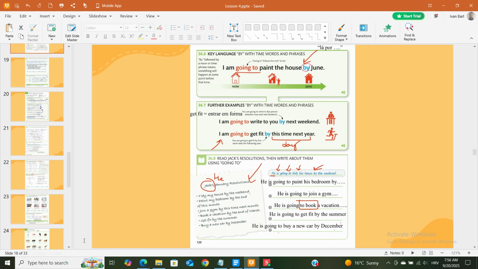He is going to tidy his house by the weekend. He is going to paint his bedroom by the end of this month. He is going to join a gym. He is going to book a vacation. He is going to get fit by the summer. He is going to buy a new car by December.